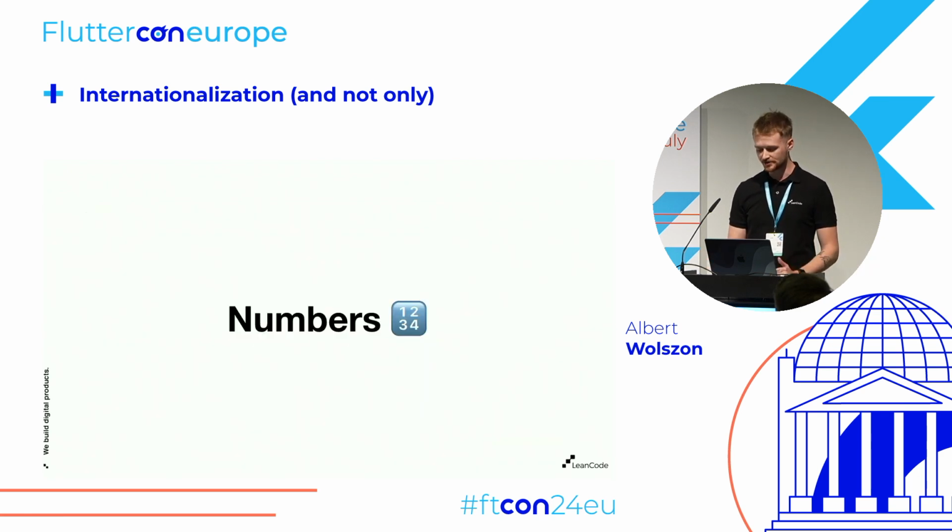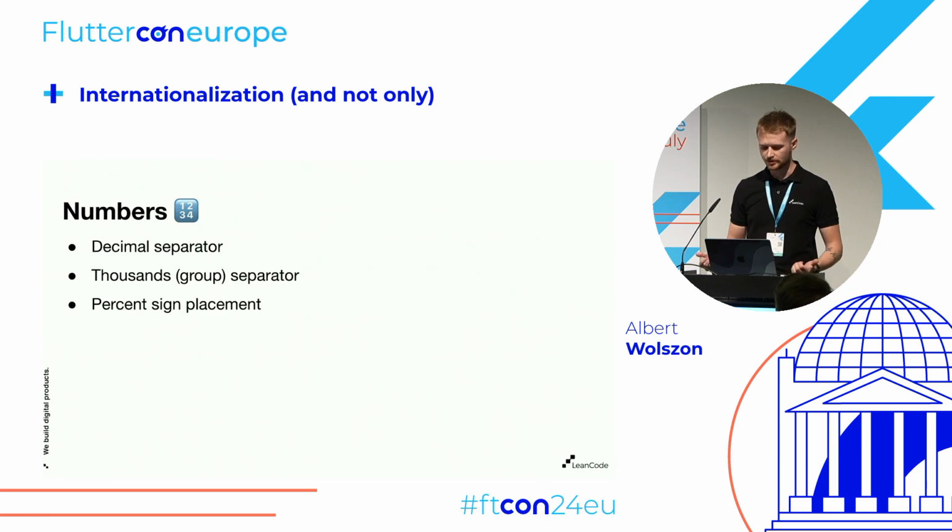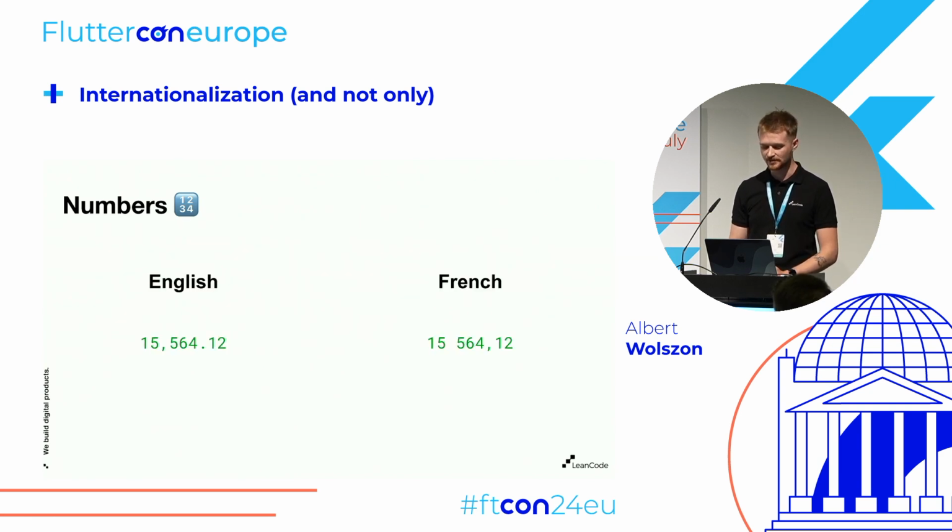Next thing, numbers. Numbers also differ in various things and how we write them depending on our language or the locale. This is the decimal separator, what we put between the thousands, or even the percent sign placement. As an example, the English format uses the period for the decimal part, and French uses the comma.